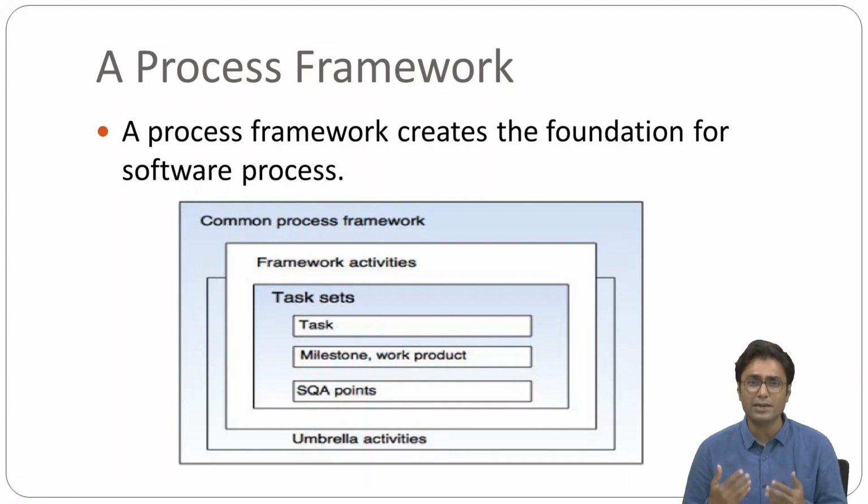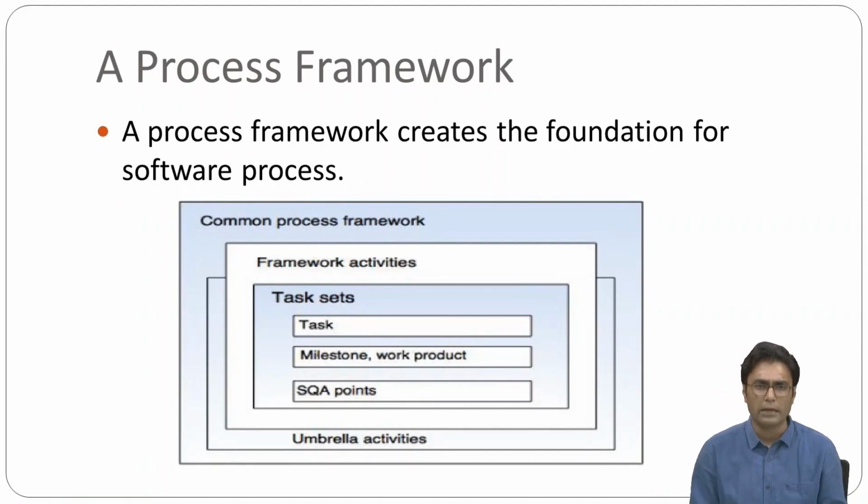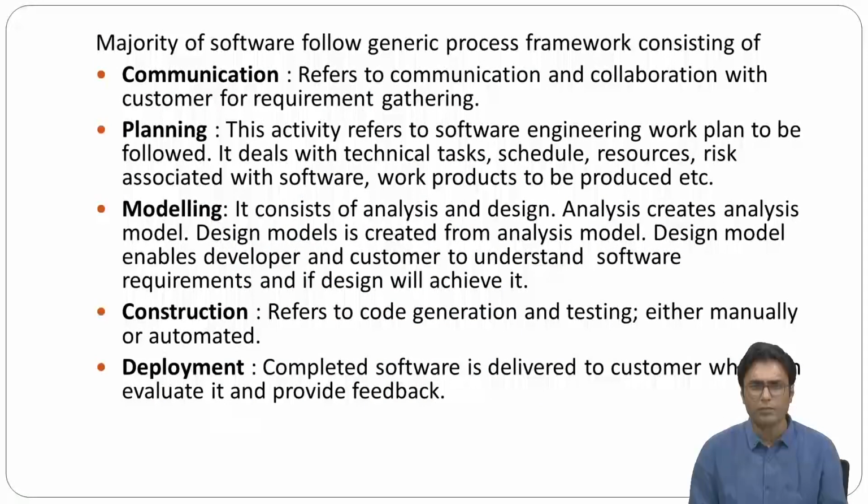It begins with identifying framework activities. These activities are applicable to all software projects. The framework also encompasses a set of umbrella activities that are applicable across the entire software process. Each framework activity consists of a number of software engineering tasks, each accomplishing some part of the software. So, in the next slide, we have a majority of software following a generic process framework consisting of communication, planning, modeling, construction and deployment.